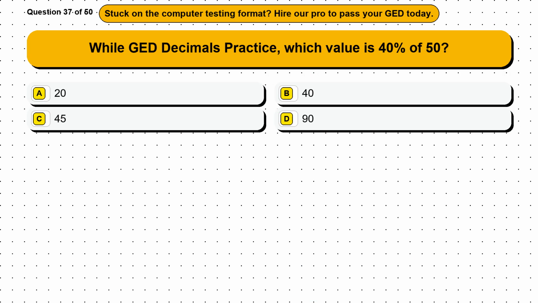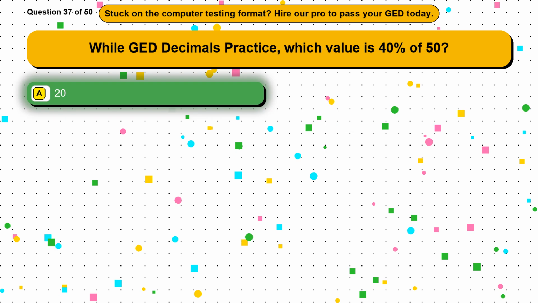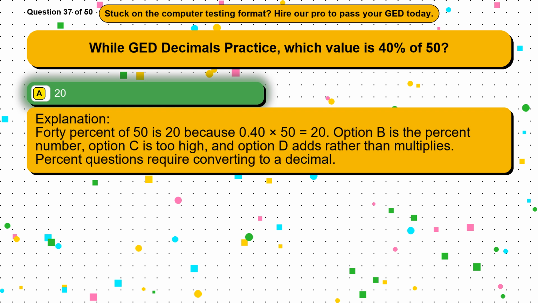Question 37. While GED Decimals Practice, which value is 40% of 50? Option A 20. Option B 40. Option C 45. Option D 90. The correct answer is option A. 20. 40% of 50 is 20 because 0.40 times 50 equals 20. Option B is the percent number, option C is too high, and option D adds rather than multiplies. Percent questions require converting to a decimal.